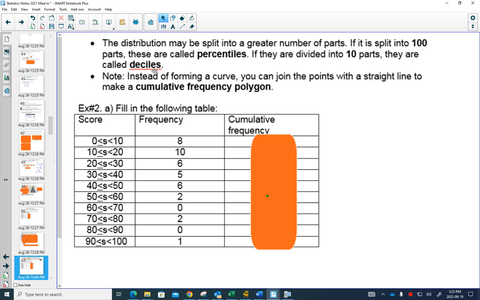There's also a cumulative frequency polygon, which we drew a nice curve through each of the points. If you just joined the points with a straight line, it also is a pretty good estimate, not as good as the curve, and that's called a cumulative frequency polygon when it's straight.